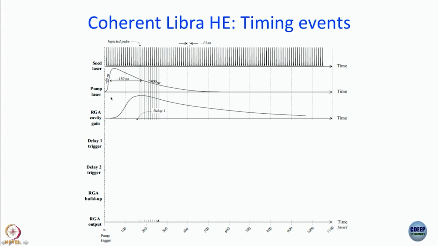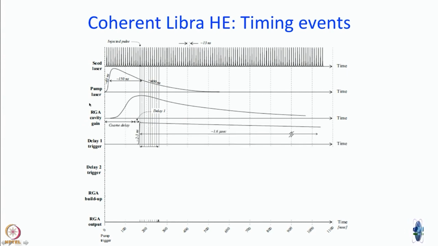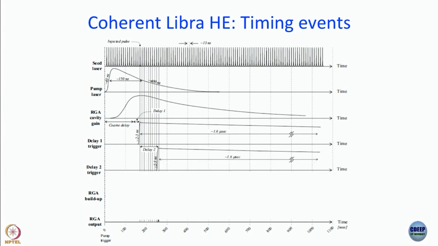So, what you do is you introduce this delay 1. Look at the output of the laser, you will see this delay 1, delay 2 and all that. This is delay 1, right. So, now we do not have to go into coarse delay, fine delay and all that. This is where the amplification begins. So, delay 1 is given to start amplification, delay 2 is given to switch the pulse out, right. And then this is what we had discussed earlier.